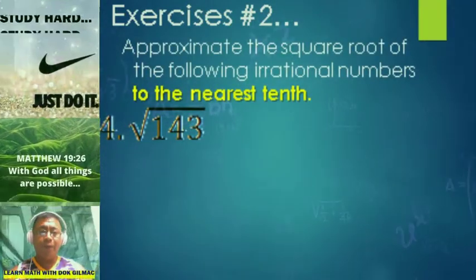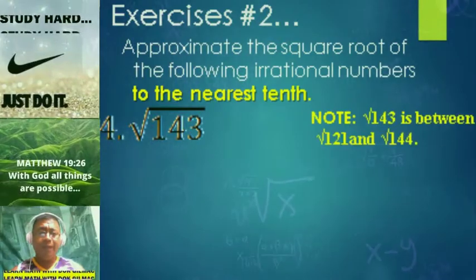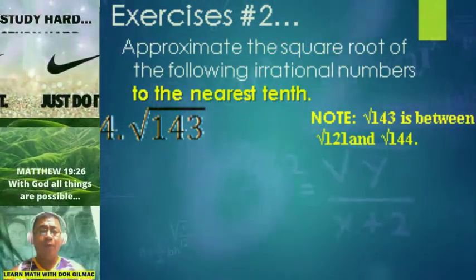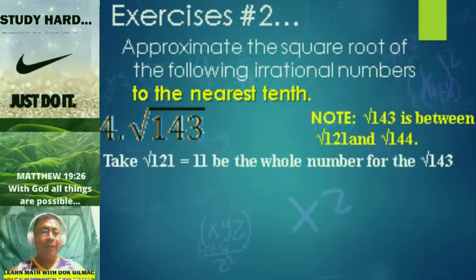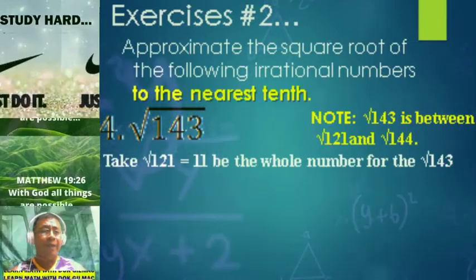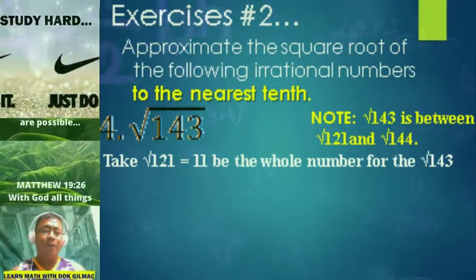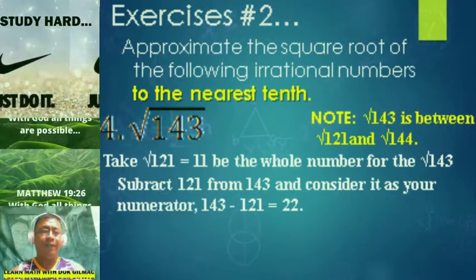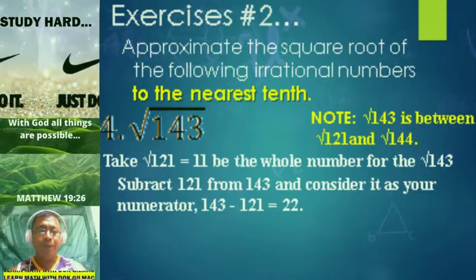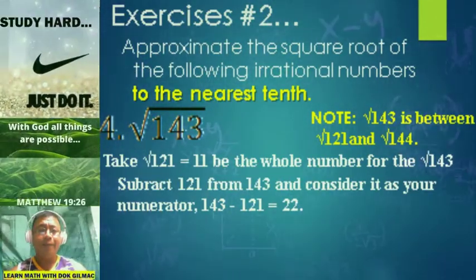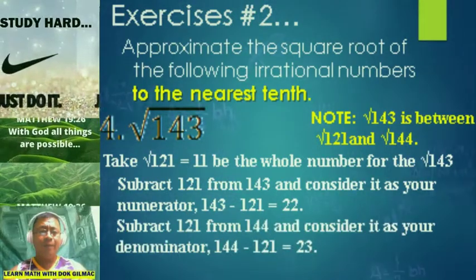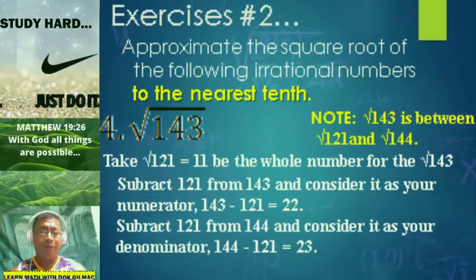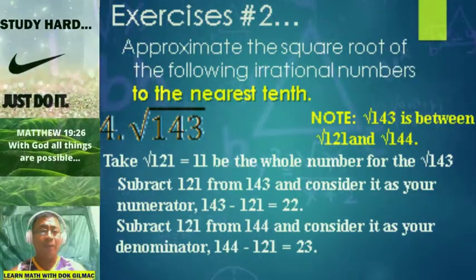Consider number 4, the square root of 143. Take note, class, the square root of 143 is between the square root of 121 and the square root of 144. Take the square root of 121, which is equal to 11, as the whole number for the approximate value of the square root of 143. Subtract 121 from 143 and consider it as your numerator. 143 minus 121 is just equal to 22. Subtract 121 from 144 and consider it as your denominator. 144 minus 121 is just equal to 23.